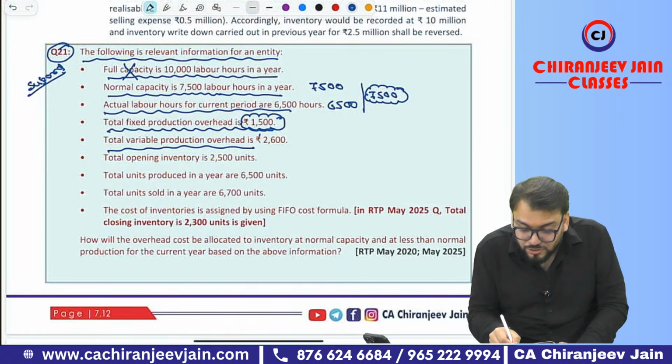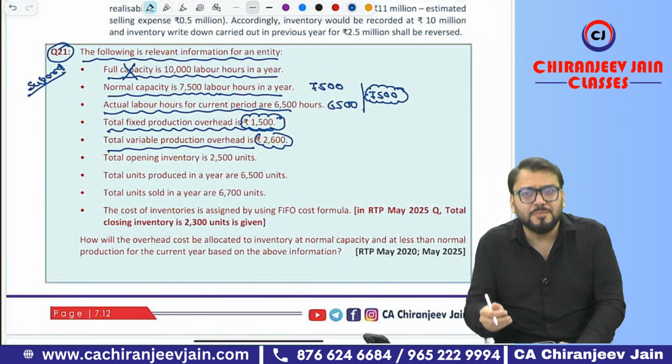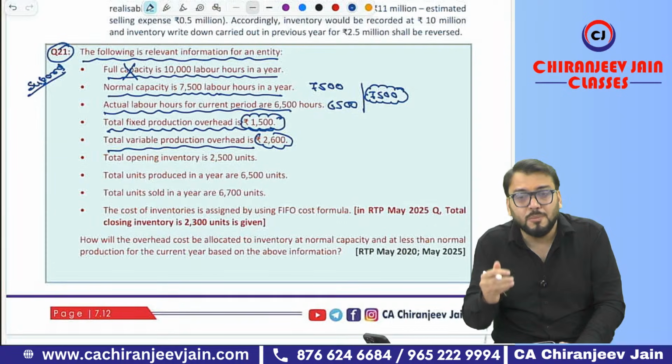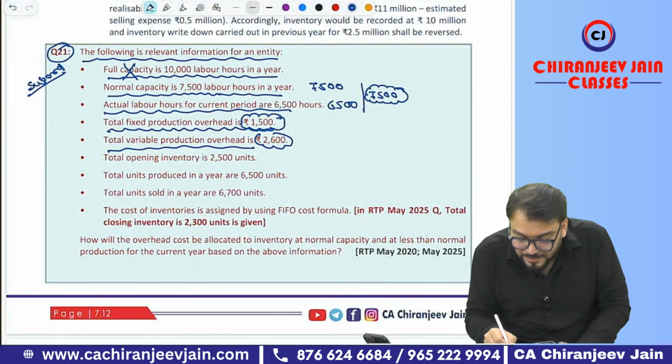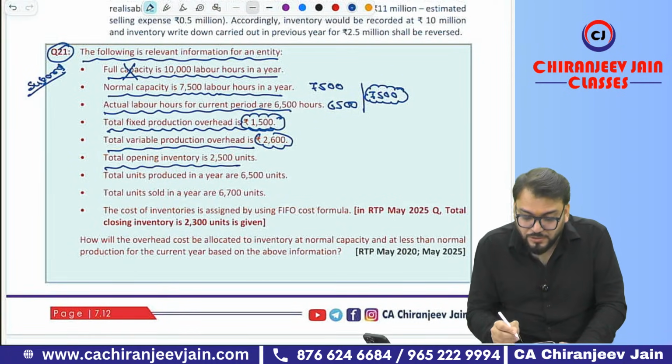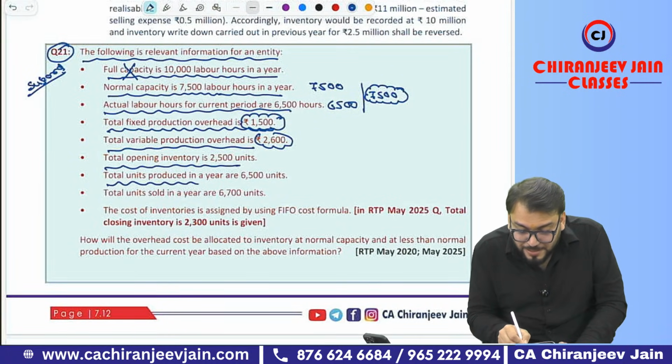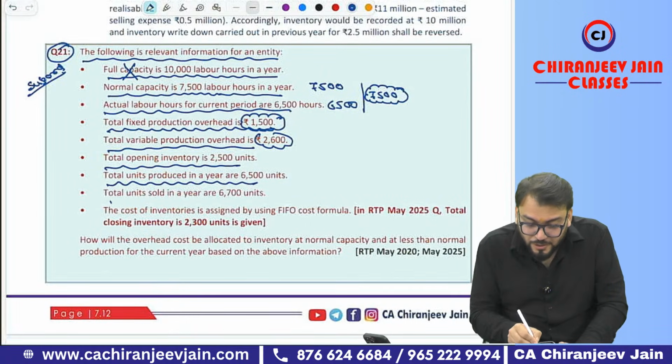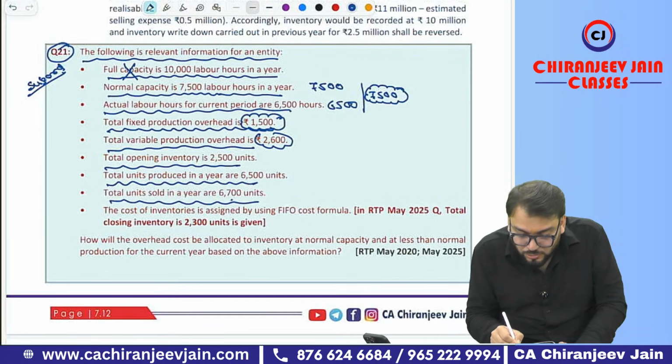Total variable overhead is 2,600. Variable overhead will always be allocated on the basis of actual production. Total opening inventory is 2,500. Total units produced in the year is 6,500. Total units sold in the year is 6,700.